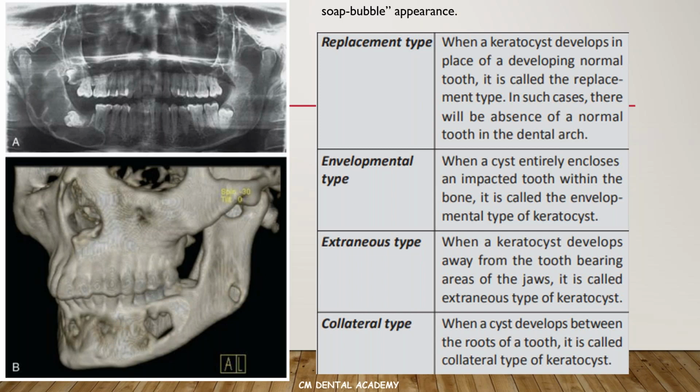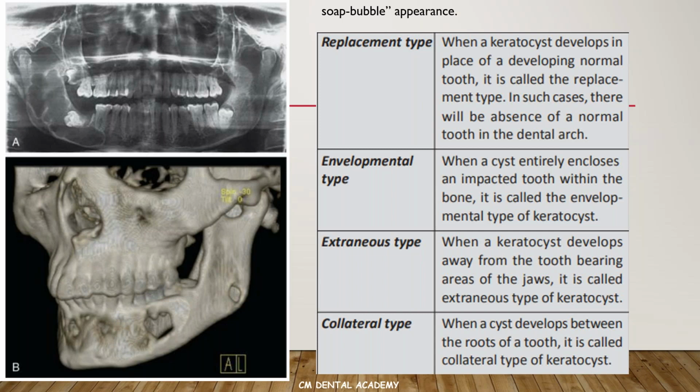In replacement type, when the keratocyst develops in place of a developing normal tooth, it is called the replacement type. In such cases, there will be absence of the normal tooth in the dental arch. In envelopmental type, the cyst encloses an impacted tooth within bone. It is called envelopmental type of keratocyst. In extraneous type, the keratocyst develops away from the tooth-bearing areas of the jaw. And in collateral type, the odontogenic keratocyst occurs in between the roots of the teeth.